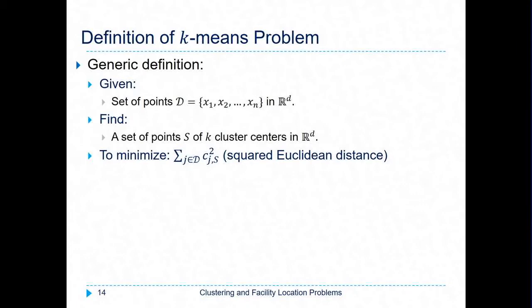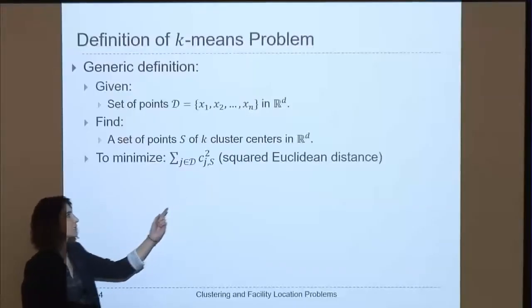There's a generic definition for the K-means problem. It says that we are given a set of points D, which is x_1 to x_n, so a set of n points in R^d. And we want to find a set S of K cluster centers in R^d. In this definition, the set of points or the set of centers can be arbitrary, so it can be any point in R^d. And we want to minimize the sum of squared Euclidean distances of clients to this set S.